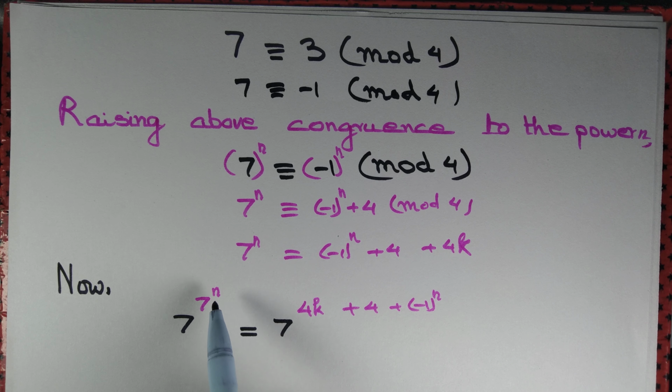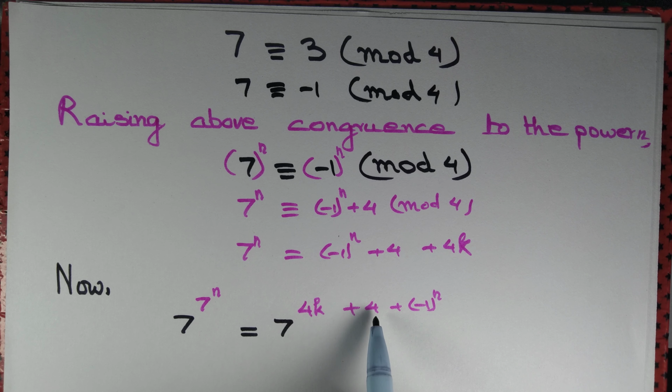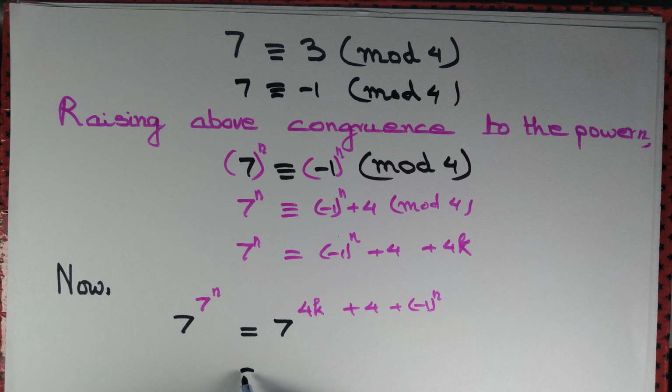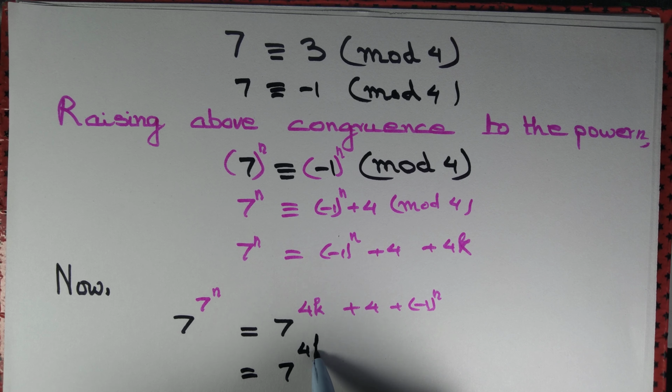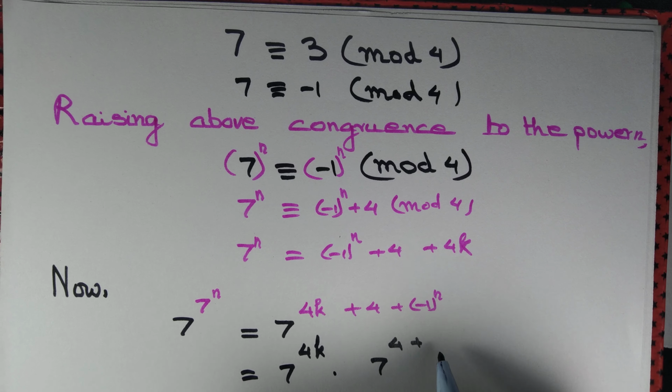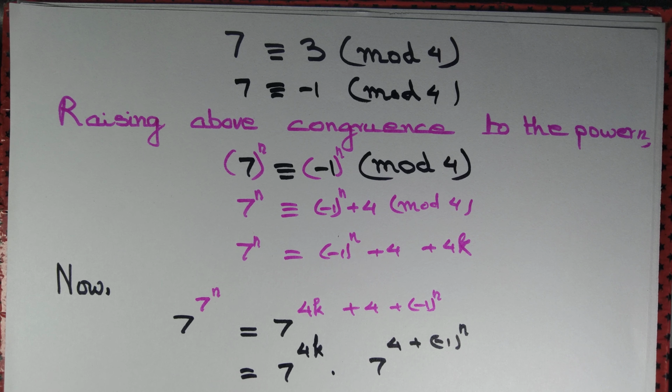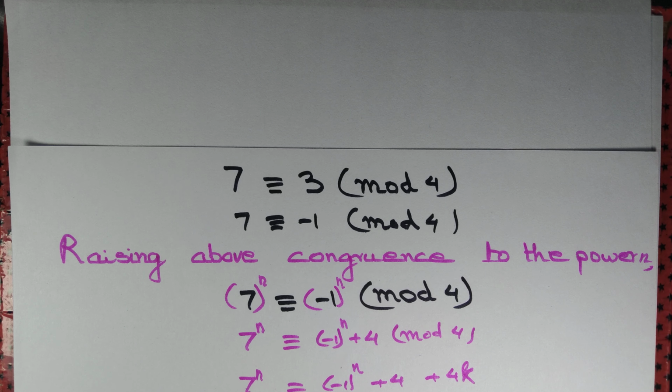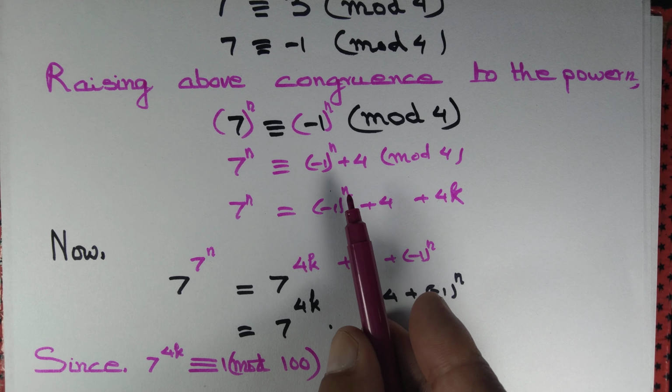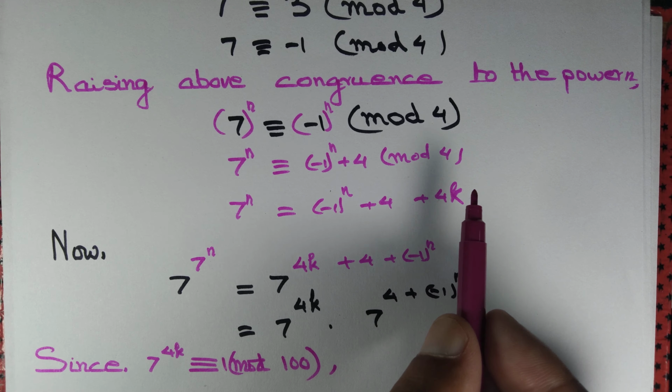So 7 to the power 7 to the power n can be written as 7 to the power 4k plus 4 plus minus 1 to the power n, equal to 7 to the power 4k into 7 to the power 4 plus minus 1 to the power n. Again, by theory of congruence, 7 to the power 4k is congruent to 1 mod 100. We have observed earlier that this holds irrespective of k, be it 1, 2, 3, 4, 5, and so on. Now, further, we have observed recently that 7 to the power n is equal to minus 1 to the power n plus 4 plus 4 times k for some k depending on n.